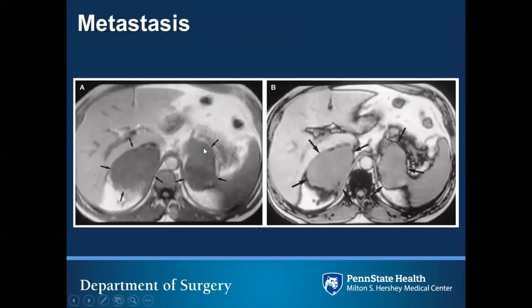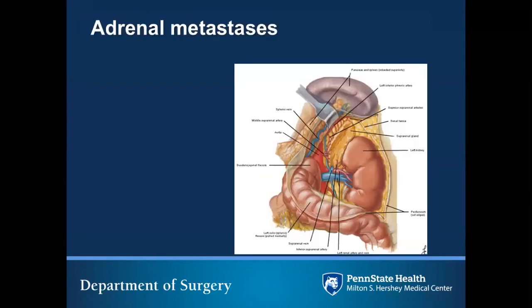Bilateral large adrenal masses, while you can see those from primary adrenal lesions in the right setting, especially with a known other malignancy, you have to think about metastases. So the adrenal is a site of metastatic disease.